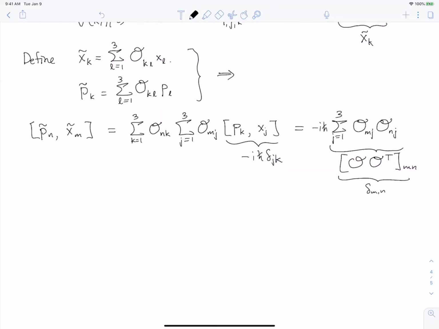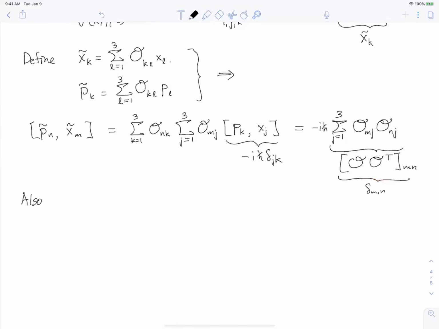Okay, so what we've shown is that the new tilted momentum and position satisfy the same commutation relations as the old ones because of the Kronecker delta. So that's good. That means the tilted momentum and position are just as good as the untilted ones from that point of view.